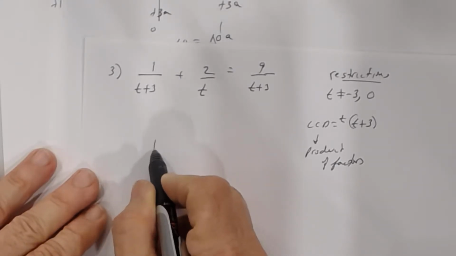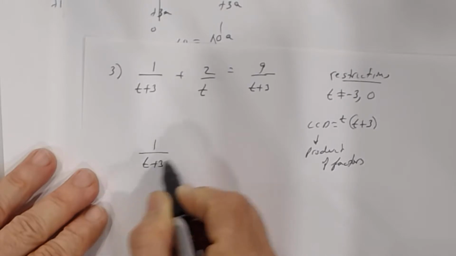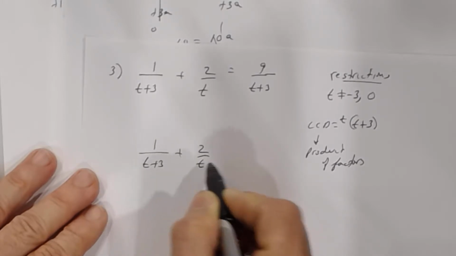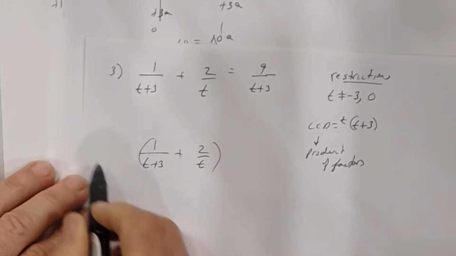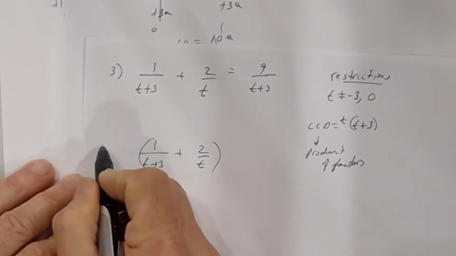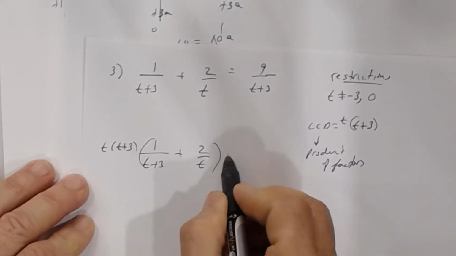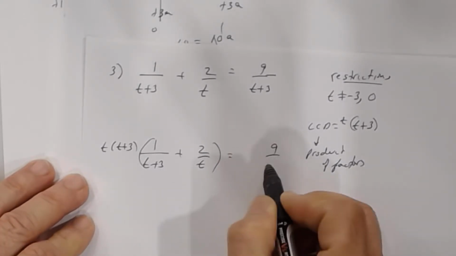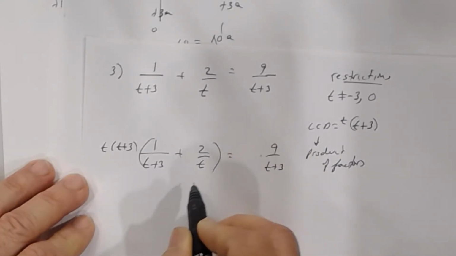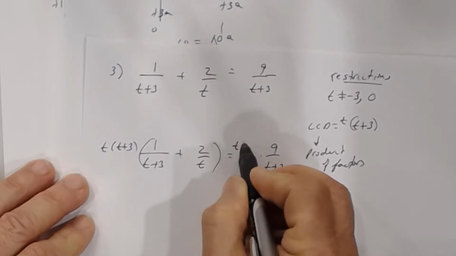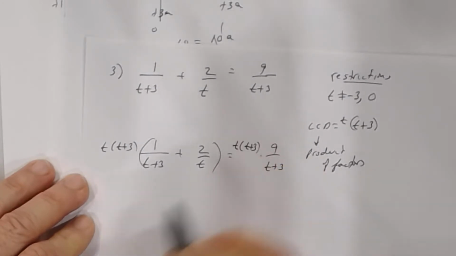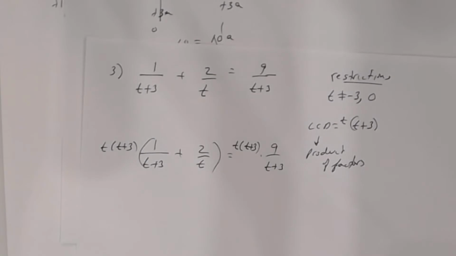So 1 divided by t plus 3 plus 2 divided by t, all that's being multiplied by the LCD. And what's the LCD? T times t plus 3. Yep, just like this. Equal 9 divided by t plus 3. That also has to be multiplied by what? T plus 3. Yeah, just like that. All right, so that's where I'm at.